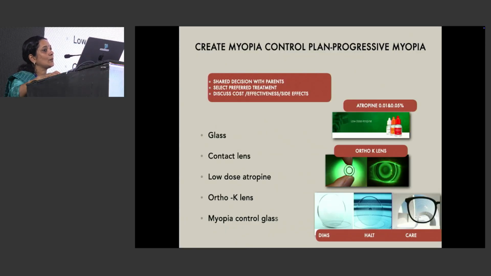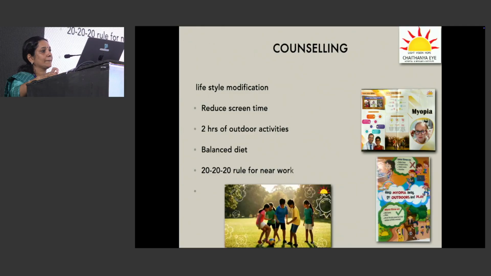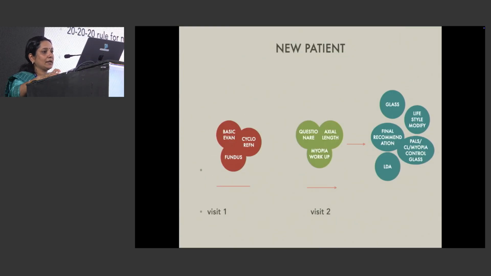You create a myopia control plan in discussion with the parents and select the preferred treatment for the child. You discuss the cost, effectiveness, and side effects of each. It can be either glasses, contact lens, low dose atropine, ortho-K, or myopia control glasses, depending upon each child's need. Detailed counseling regarding lifestyle modification, reducing screen time, outdoor activities, and balanced diet. Everything has to be told in detail to the bystanders and children.